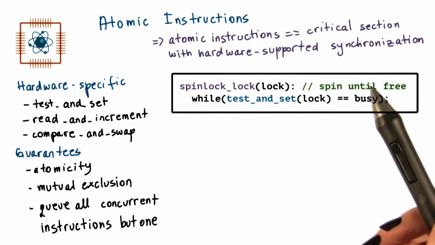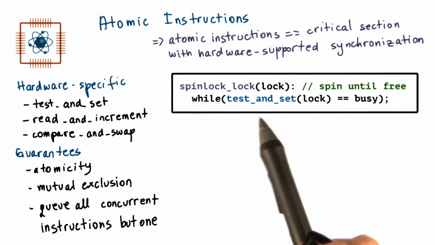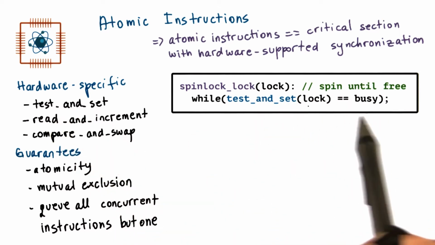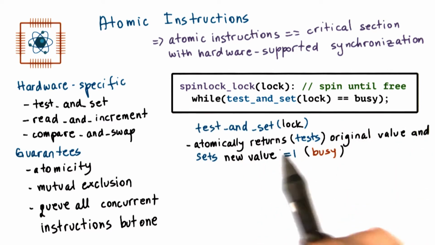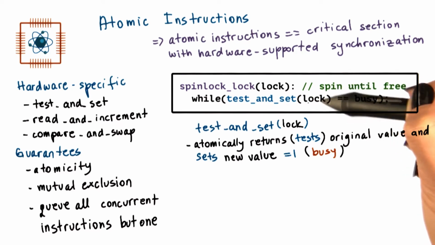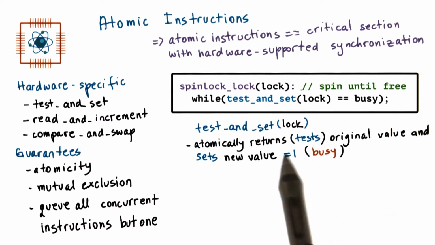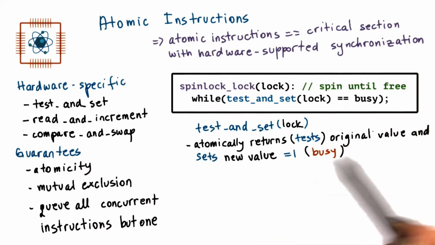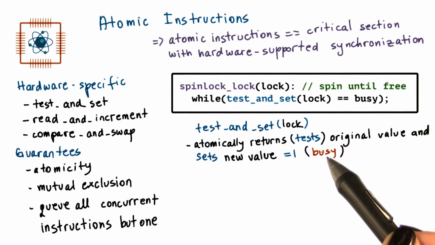If we look at our spin-lock example using the first atomic test and set operation, the spin-lock implementation can look as follows. Here, test and set atomically returns, or tests, the original value of the memory location that's passed as parameter, lock in this case, and sets the new value of this memory location to be 1. This happens atomically. Remember, 1 to us indicates that the lock is busy.